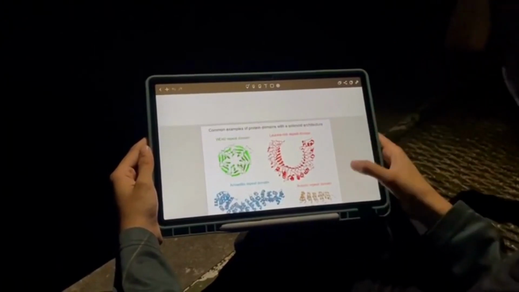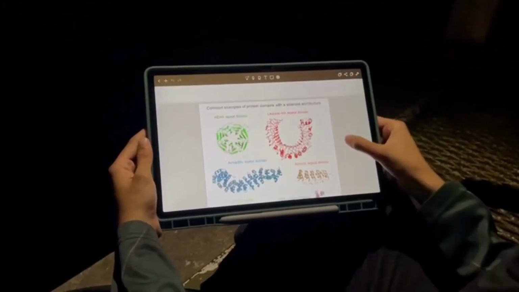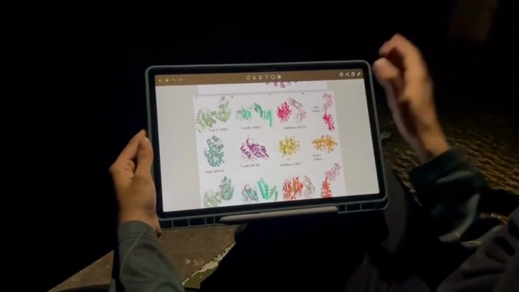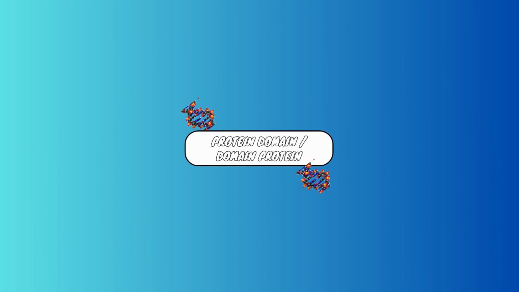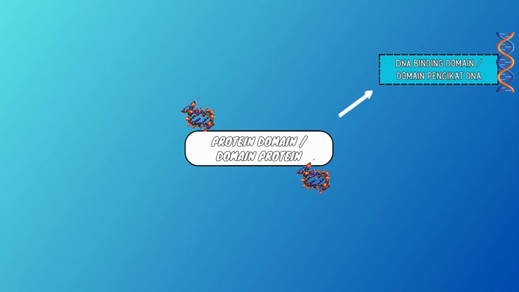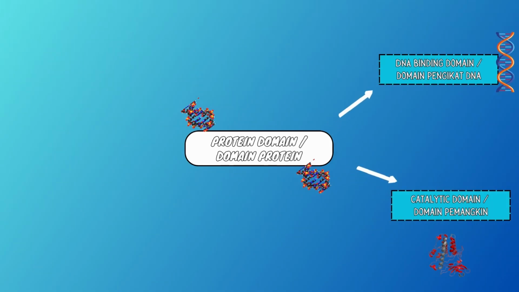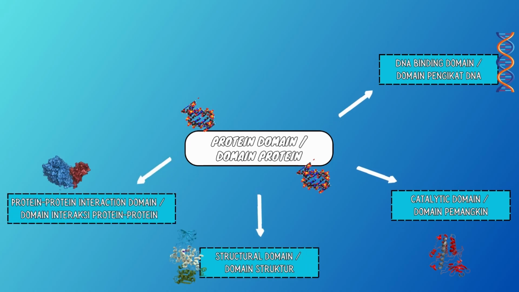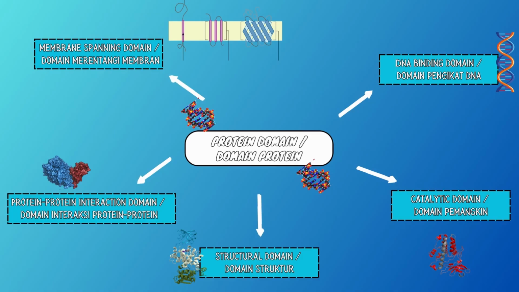Domain is a specific region that can form a distinct function. This protein can act autonomously or coordinate with other protein domain. Today, I'll emphasize on 5 types of domain: DNA binding domain, catalytic domain, structural domain, protein-protein interaction domain, and membrane spanning domain.